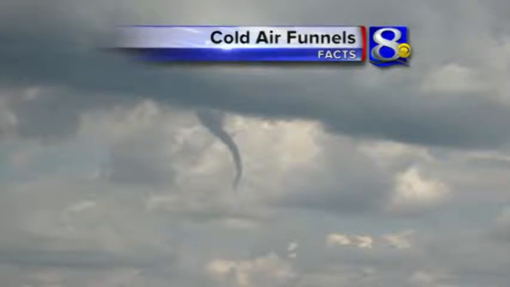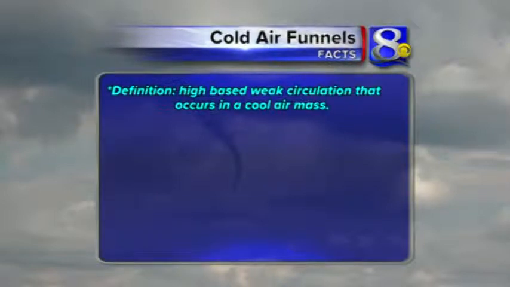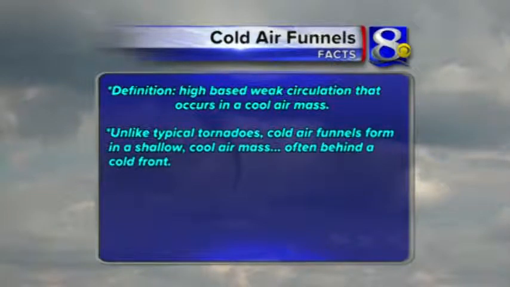Here's another picture of what one may look like. The first fact here is the definition. They're just a high-based, weak circulation that occurs in a cool air mass, which I just showed you. Now, unlike typical tornadoes, cold air funnels form in that shallow, cool air mass and often behind a cold front. And usually a tornado is going to be touched off by a front. Well, these usually form behind it, so they're not quite as dangerous.